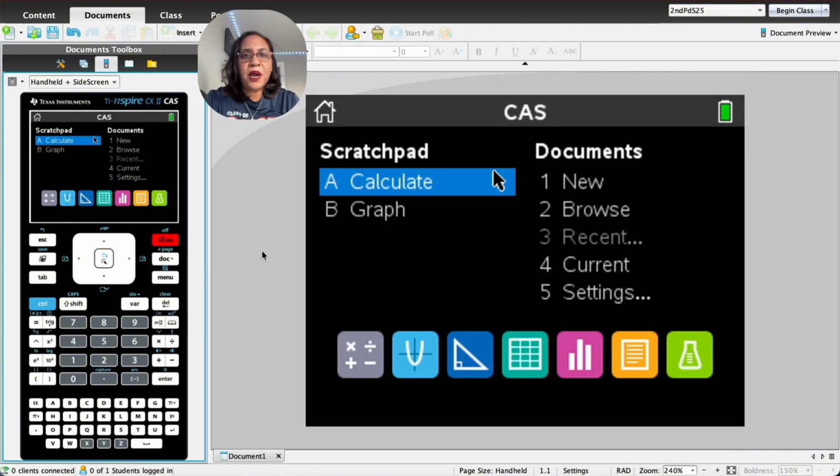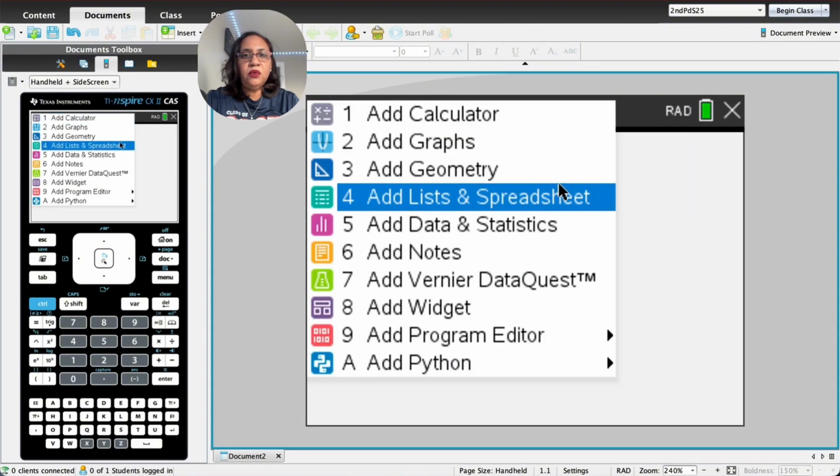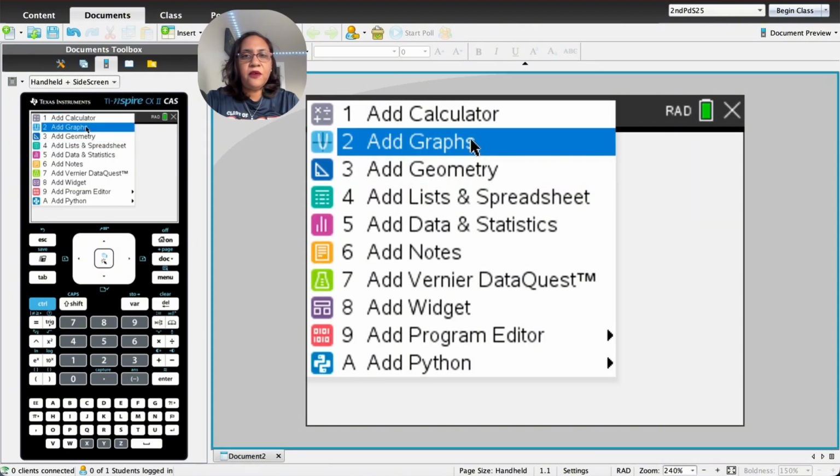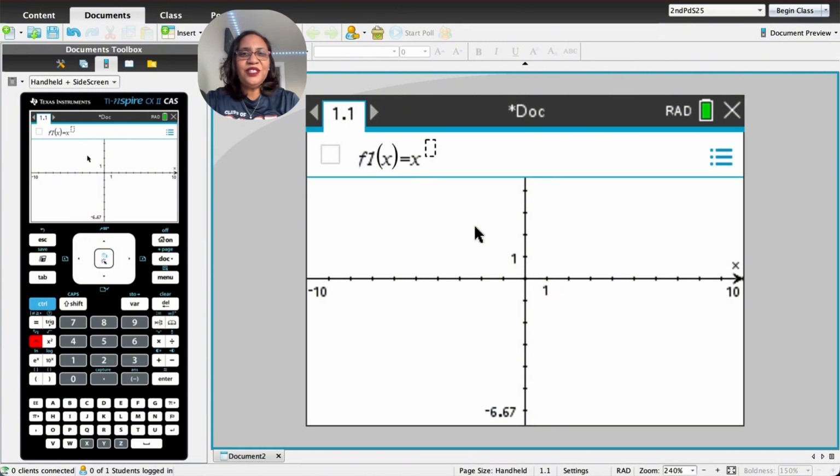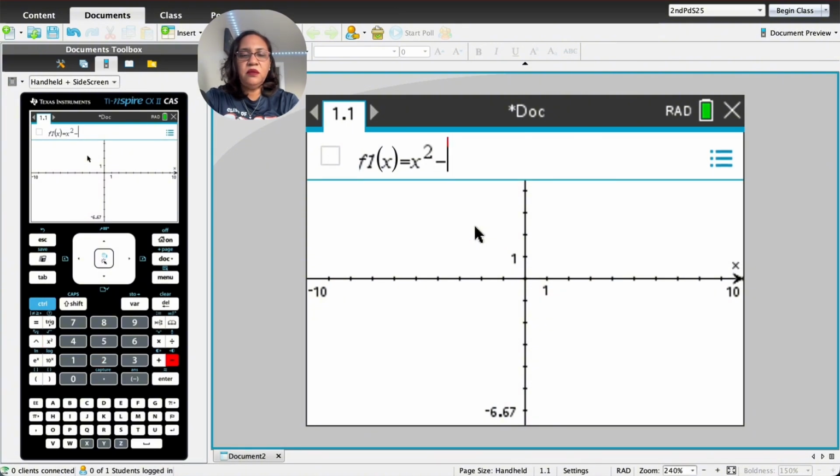Remember, when you use the Nspire calculator, there are many ways to get to the graph. You can click B, you can click the graph down here, you can click new. So we'll just pick new and then we'll pick graph. I am just going to pick a function that most likely anyone can understand. So let's do x squared minus 1, because a lot of people can do that in their head.